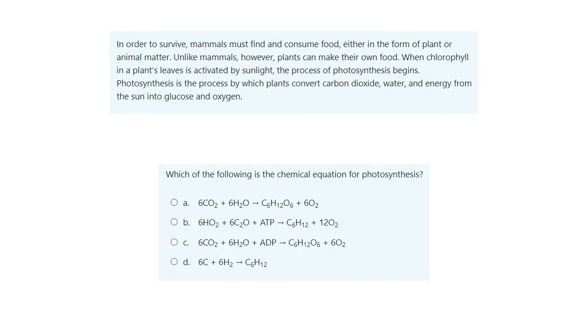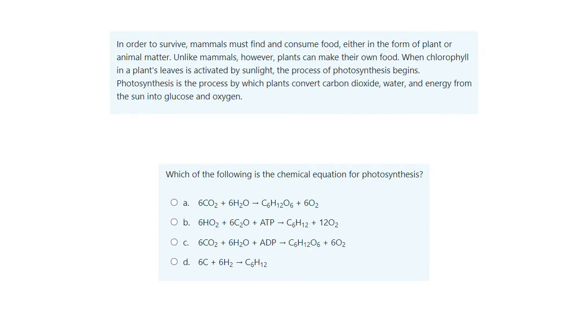Now let's look at the question before we read the passage. Which of the following is the chemical equation for photosynthesis? We should actually know this without even reading the passage, but we can read the passage just to make sure. In order to survive, mammals, that means animals, must find and consume food in either the form of plant or animal matter.